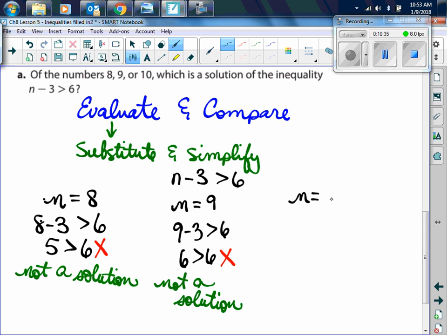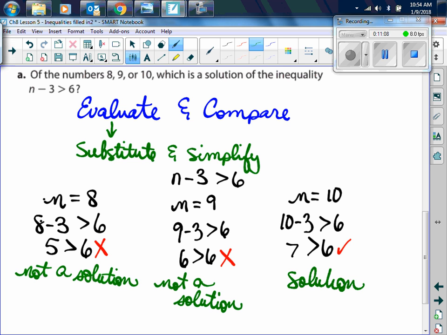Okay? All right. So now we want to compare if n is equal to 10. Okay. So now we substitute, simplify, and compare. So 10 minus 3 is greater than 6. So 10 minus 3, of course, is 7. And that's greater than 6. True or false? True. So what is a solution? 10 is a solution. Very good.